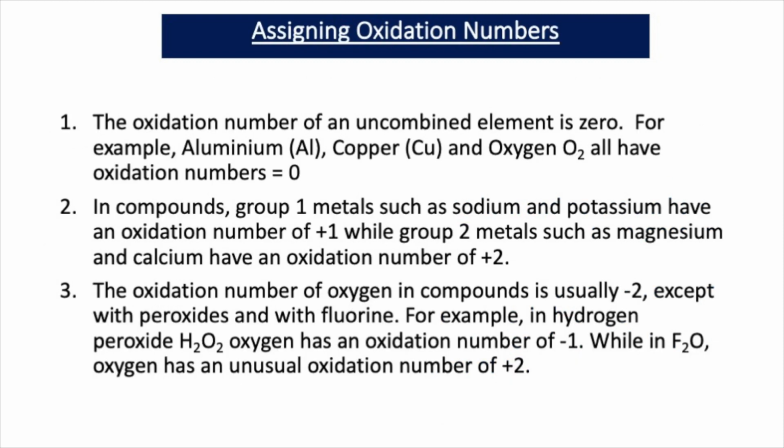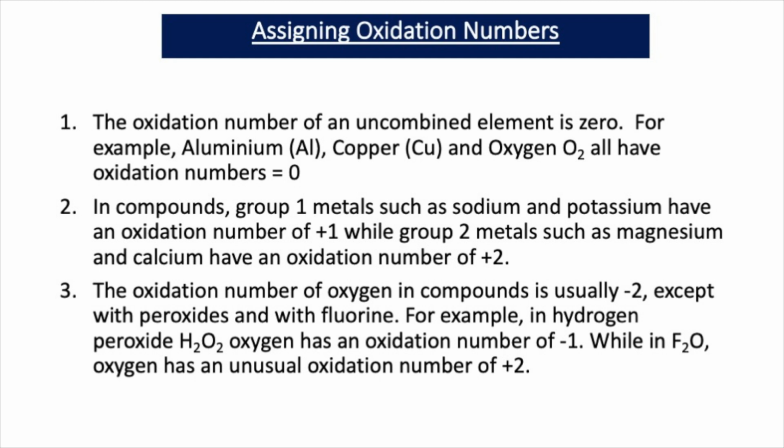Now, when working out oxidation numbers, there are a number of rules that we have to consider. So let's look at these rules in turn. The first rule that you have to remember is that the oxidation number of an uncombined element is 0. So for example, aluminium metal, copper metal, oxygen gas, they're all elements and they have oxidation numbers of 0.